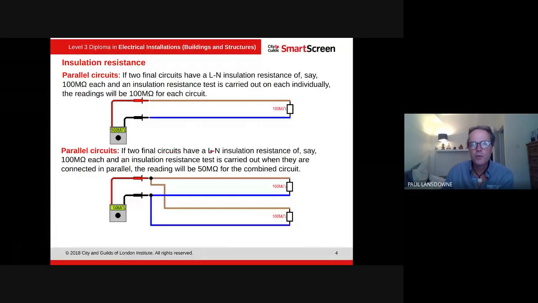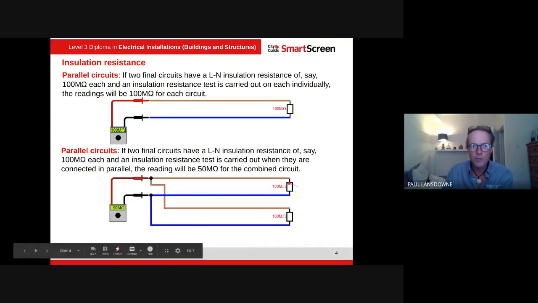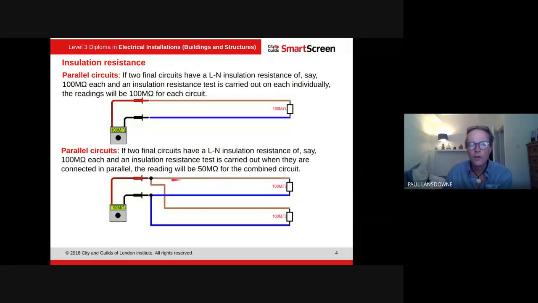So if 2 final circuits have a live and neutral insulation resistance of 100 megaohms each, and an insulation resistance test is carried out when they are connected in parallel, the reading will be 50 megaohms, because basically it's halved. Looking back at our equations, we'd have 1/100 + 1/100, which would give us 2/100. Then if we inverted that to give us our resistance value, we would get 100 divided by 2, which gives us 50. So the more parallel paths we have, obviously the lower the resistance.